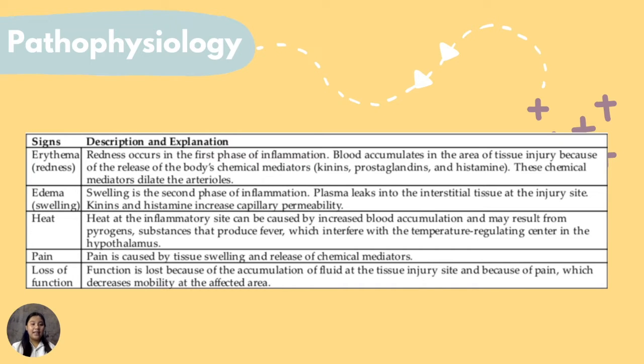Then heat. Heat at the inflammatory site can be caused by increased blood accumulation and may result from pyrogen substances that produce fever, which interfere with the temperature-regulating center in the hypothalamus. The fourth cardinal sign is pain. Pain is caused by the swelling, tissue swelling, and release of chemical mediators.